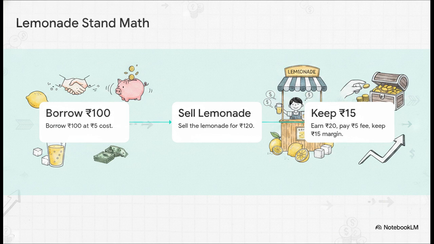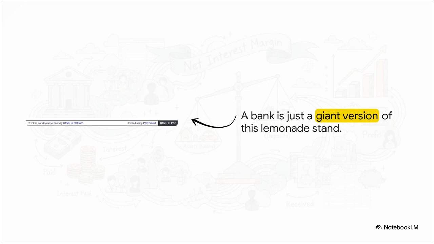So out of that 120, you made 20 rupees over your initial 100. But wait, you've got to pay back your friend's 5 rupee fee. So you keep 15. That 15 rupees you get to keep, out of the 100 you cycle through your little stand, that is your raw margin. And honestly, this brilliantly illustrates the entire foundation of modern banking. A bank is quite literally just a giant, heavily regulated version of this exact same lemonade stand.